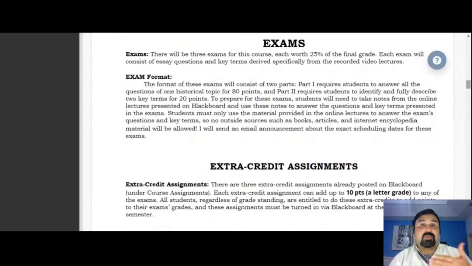so there will be 3 exams for this course. Each exam is going to be worth 25% of the final grade. Now, once again, all of the exams are going to be based on the lectures, okay? And each exam is going to consist of two fundamental parts, part 1 and part 2.